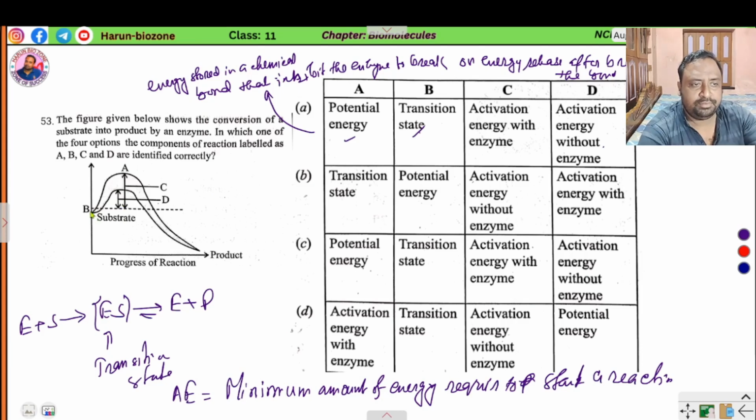B is the potential energy, when the enzyme and substrate are combined and when enzyme and substrate are separate. C and D are the activation energy: C without enzyme and D with enzyme. So what is the function of enzyme? The function of enzyme is to decrease the activation energy. So here B is the correct option.